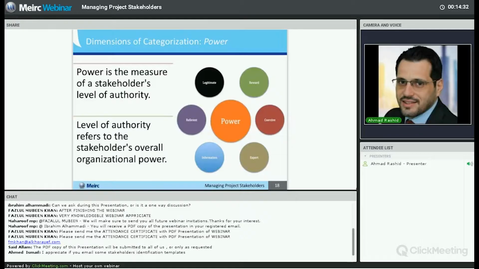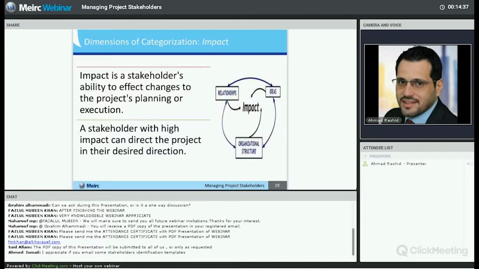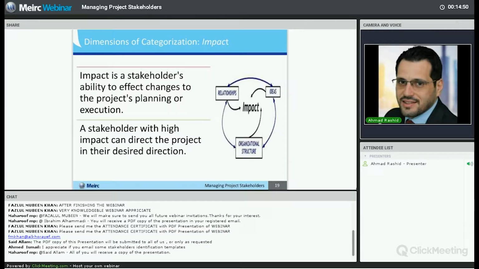There is a different word for this, which we will come to now, which we refer to as impact. Looking at the impact definition here, impact is the stakeholders' ability to affect changes to the project's planning or execution. Impact means that the stakeholder with high impact can really influence your project in their desired direction. It could be a consultant, for example, or a subject matter expert. Because they have technical expertise, people listen to them, organizations listen to them, and they can have high impact on your project, although they don't have high organizational power within your organization.